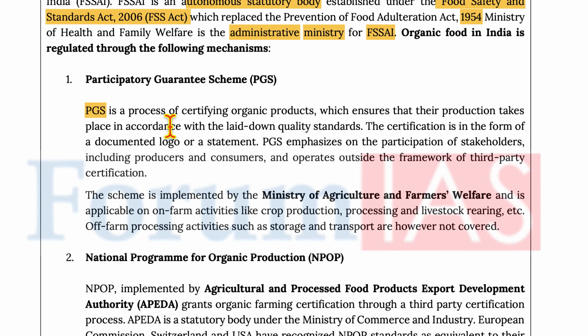Now, PGS is a process of certifying organic products which ensures that their production takes place in accordance with the laid down quality standards. The certification is in the form of a documented logo or statement. PGS emphasizes participation of stakeholders, including producers and consumers, and operates outside the framework of third party certification. The scheme is implemented by the Ministry of Agriculture and Farmers Welfare and is applicable to farm activities like crop production, processing, livestock rearing, etc. Off farm processing activities such as storage and transport are, however, not covered.